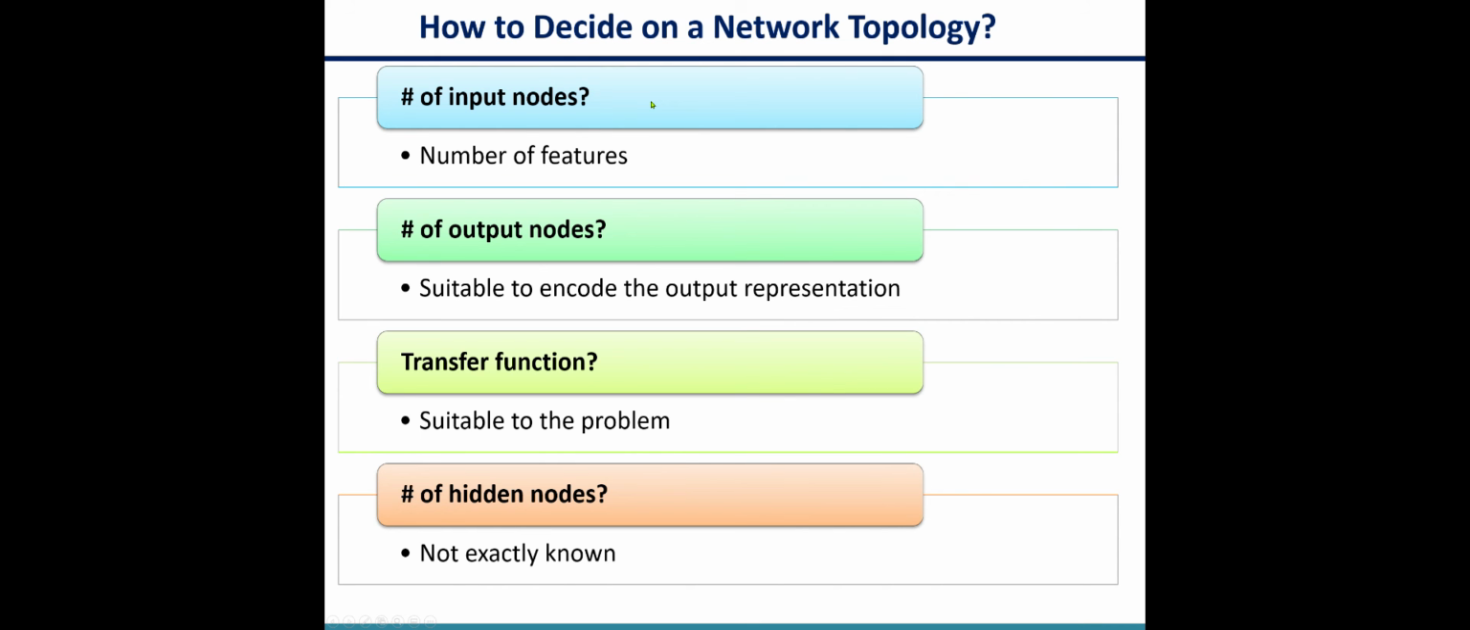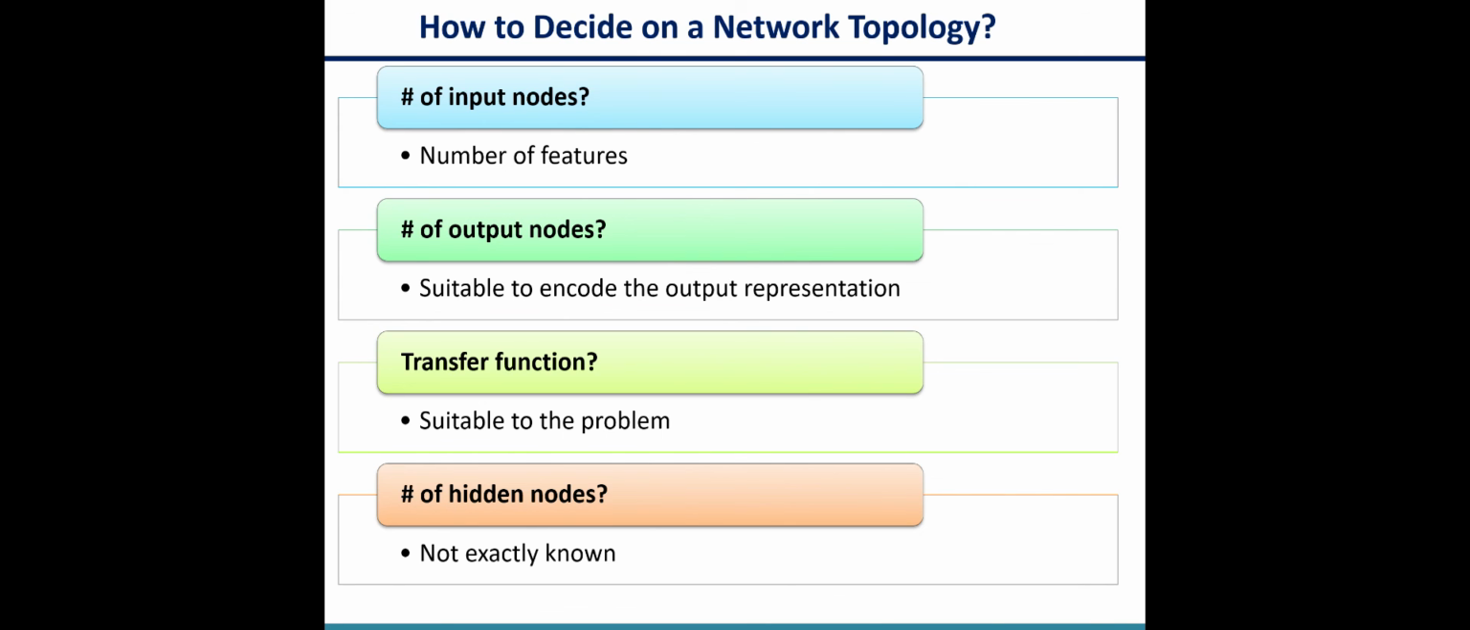So next we will talk about how to decide on the network topology: the input nodes, the number of features, the output nodes suitable to encode the output representation, a transfer function suitable to the problem, and the hidden nodes, which are not exactly known. We don't know what the hidden node is doing, how it performs, how to process the hidden layer itself.